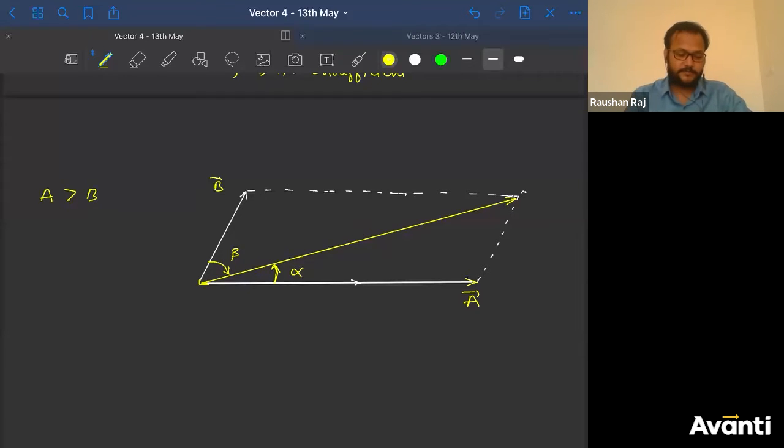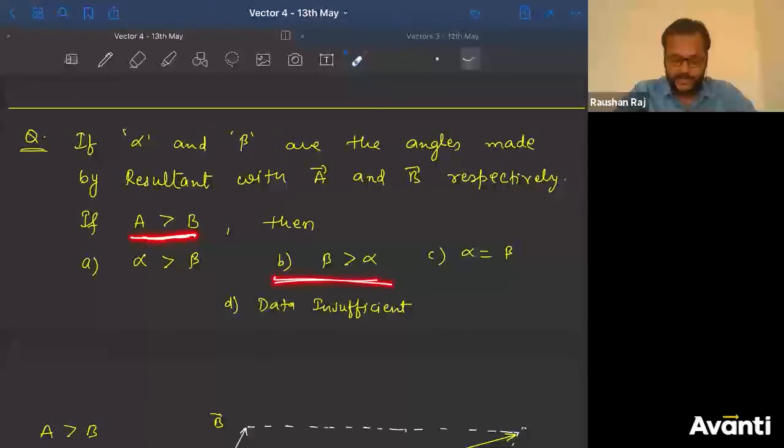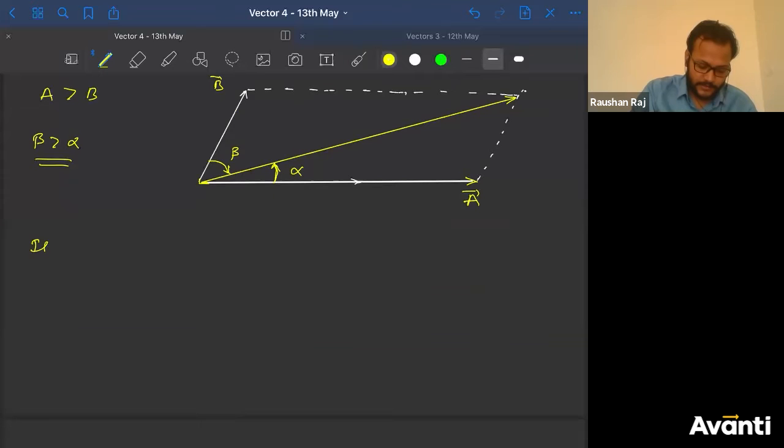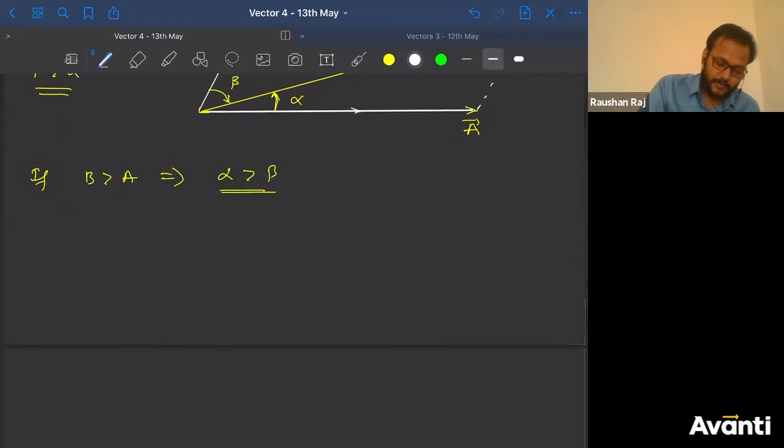So which is the correct answer? If A is greater than B, then beta must be greater than alpha. It would be the opposite otherwise. If B is greater than A, what would be the answer? Alpha would be greater than beta. So what will we note down here? Just as Kirtan told us, I will copy the same thing here. And what is that?